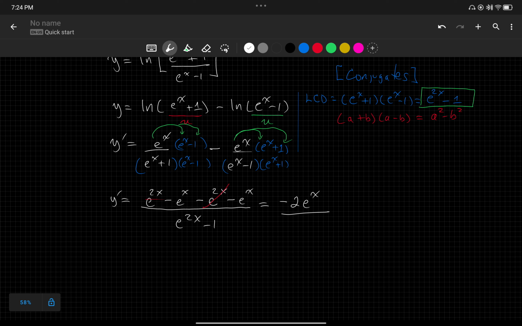And then just the bottom stays the way it is. And that's about it. That's as pretty as we can make it look. We can't simplify it any further. Okay, let's see. Integration.